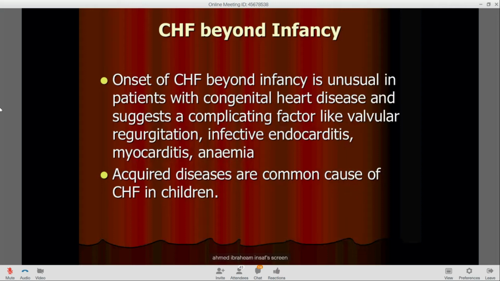So when you see a child with heart failure below 1 year, it may be secondary to an underlying congenital heart disease. But if you see, for example, a child of five years with manifestations of heart failure, it may be a complication of myocarditis, infective endocarditis, or valvular regurgitation, and severe anemia can cause heart failure beyond infancy.